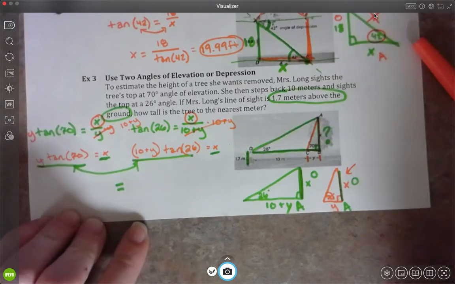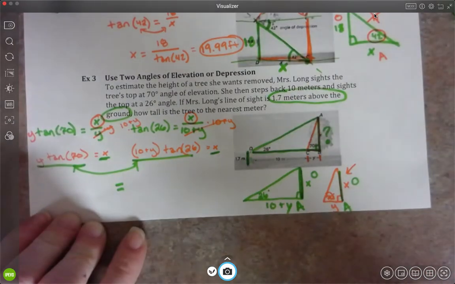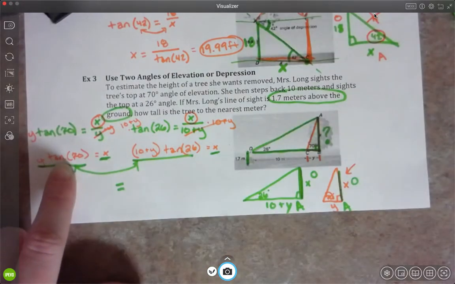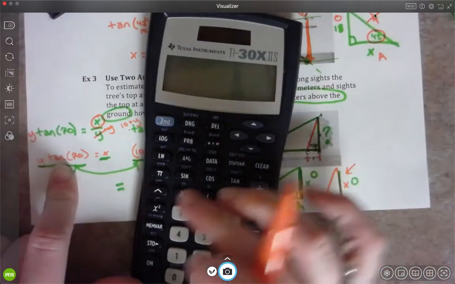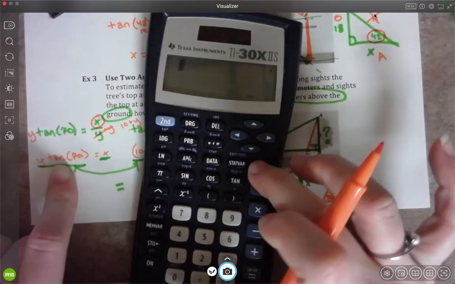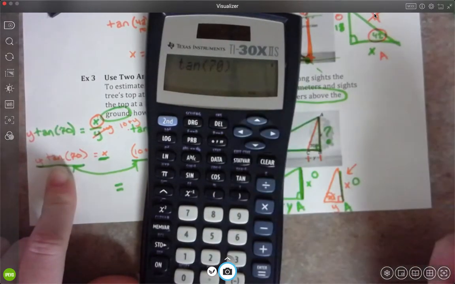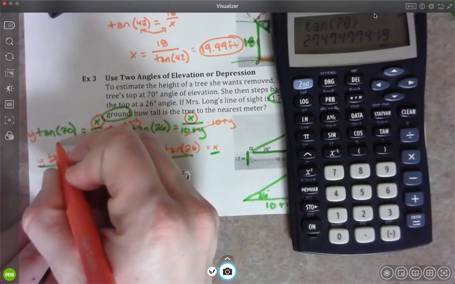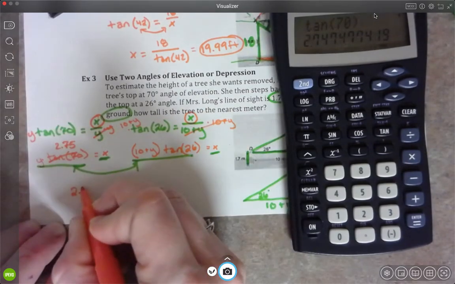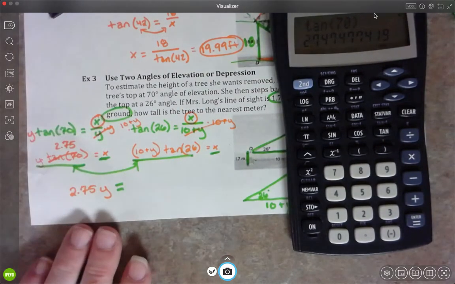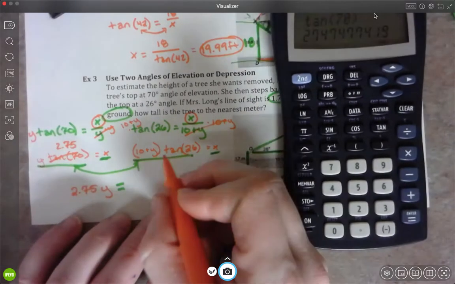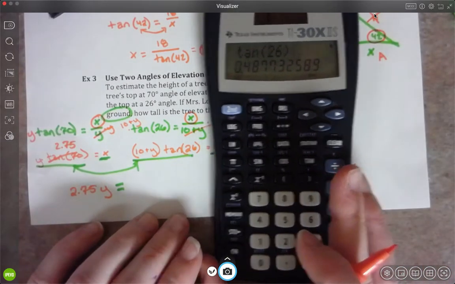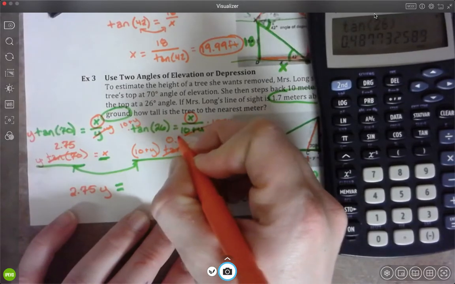And to simplify things just a little bit, I am going to figure out what tangent of 70 degrees is and get it as a decimal. So I have y times tangent of 70. Tangent of 70 is 2.75. So really, I have 2.75y over here. And over on this side, tangent of 26 is 0.49, let's say.